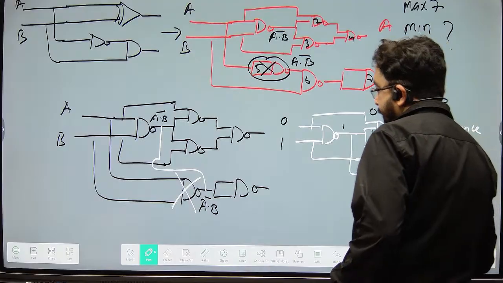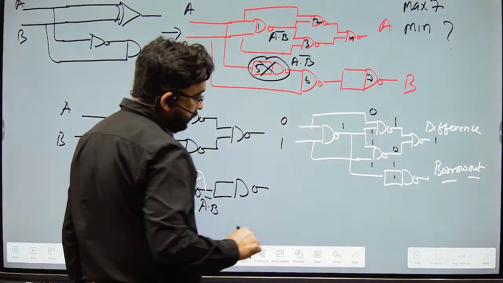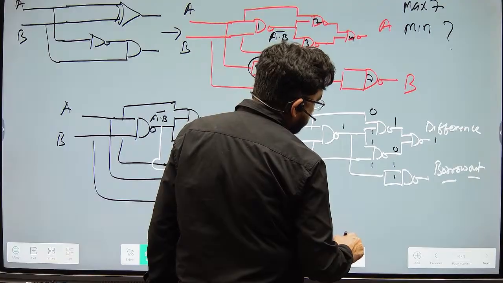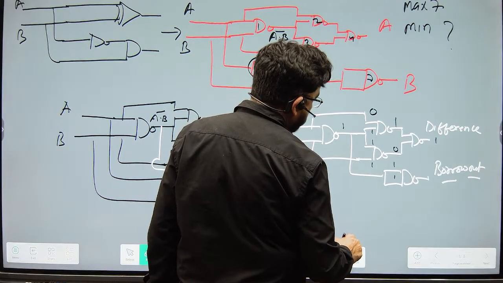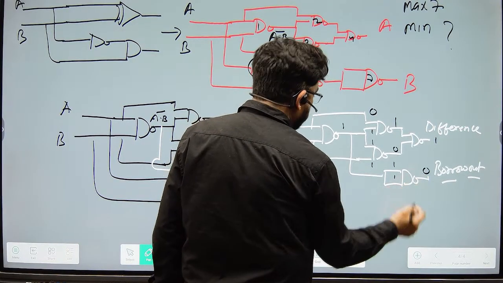I am doing some mistake, that means this 1 and 1 is 0, so I am doing some mistake.